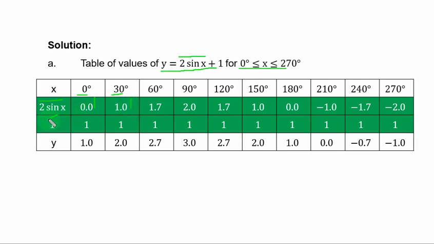Now 1 is a constant. You write 1 under each value of s, then you add. If you add this, you get 1. If you add this, you have 2.0. If you add this, you have 2.7. If you add this, you have 3.0. Now if you come here and add this, minus 2 plus 1 is minus 1. You can check other values.